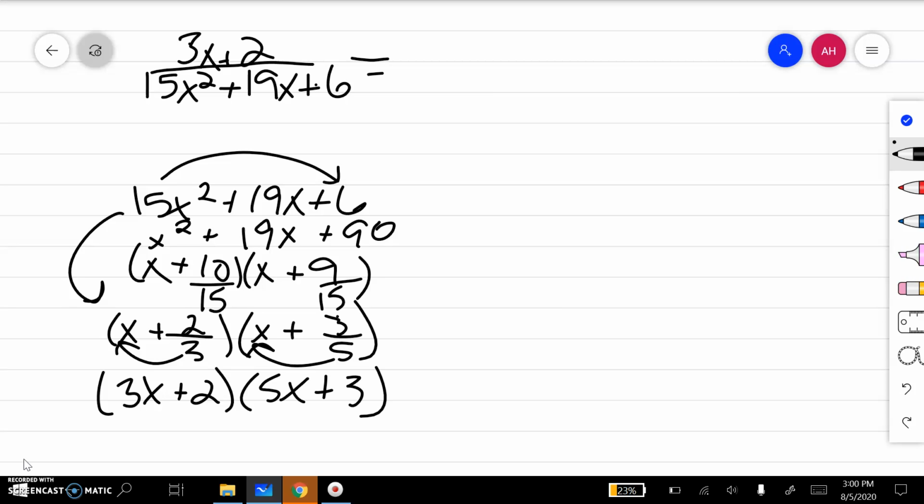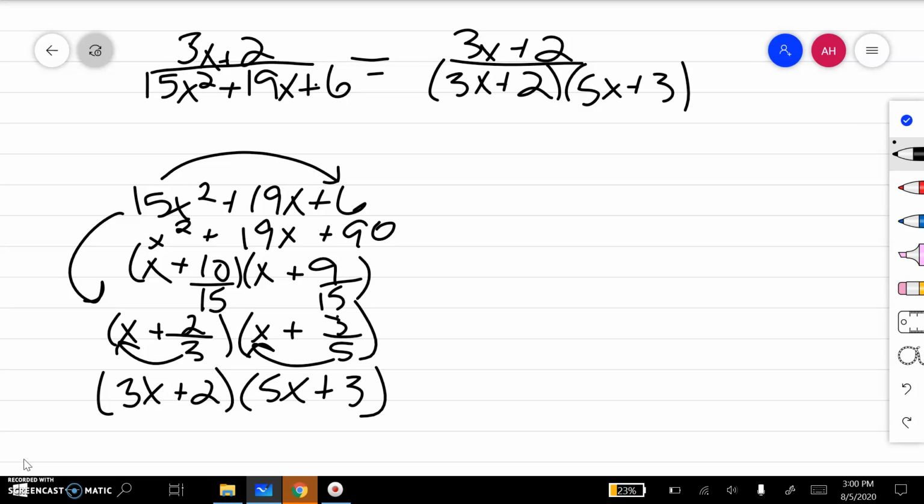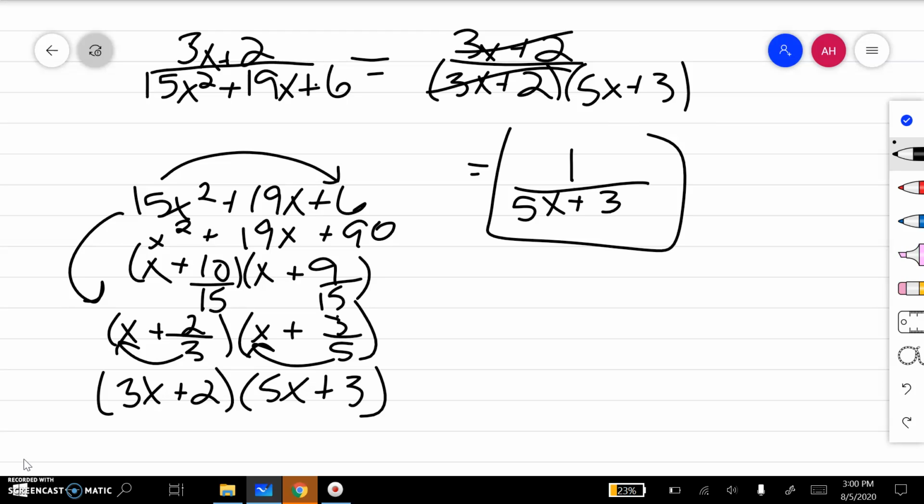Now I'm going to insert that back into the problem. So we had 3x plus 2 on the top, and we factored the bottom into 3x plus 2 times 5x plus 3. Now, if you notice, 3x plus 2 is on the top and the bottom, so we can cancel that. But 5x plus 3 is still on the bottom. It stays there. If everything cancels on the top, you're just going to put a 1, and then that would be your answer.